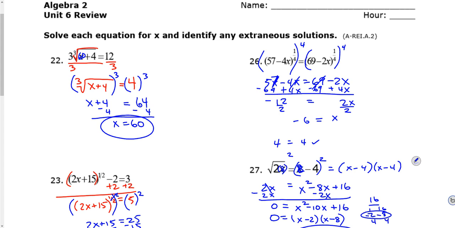So if we go in the calculator, 57 minus 4 times negative 6 gives us 81. If you take the 4th root of 81, kind of messed up on the calculator here, hang on a second. 4th root of 81 is just 3. So one side gives us a 3. So if I do 69 minus 2 times negative 6, gives me 81 again. And if I take 81 to the 1/4 power, it's still 3. So it works out. So that's our answer.